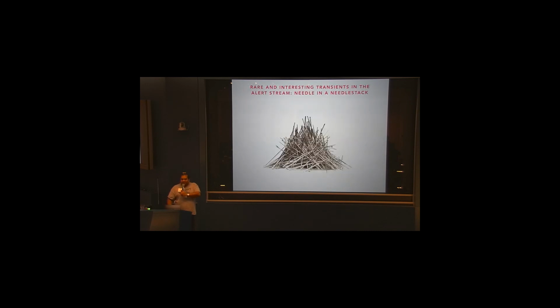So the variable sky is huge and messy. There are lots and lots of different things on here. Finding anything interesting is like finding a needle in a needle stack. The kilonova, for example, is not even on there, and we'd be trying to find one more of those somewhere in this alert stream.